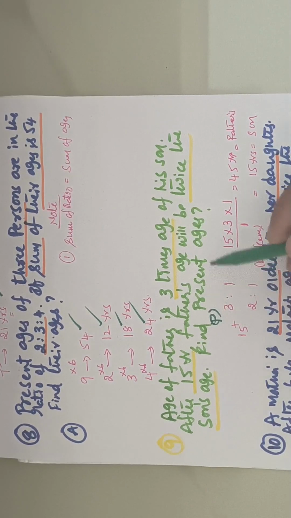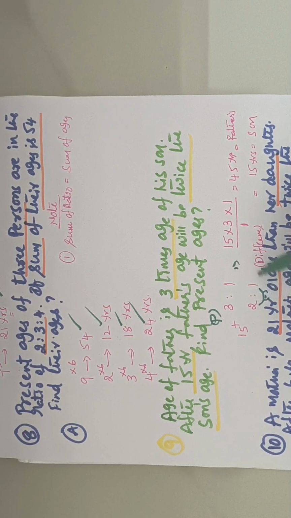If they have not mentioned anything, then we should assume it as present ratio only. After 15 years, 2 is to 1. So present ages is equals to, since it is present, 15 into 3 into next ratio difference, 1 by cross multiplication difference. 3 minus 2 is equals to 1. That is equals to 45 years is father's age. Then 3 parts 45 means 1 part will become divided by 3. That is 15 years. Okay.